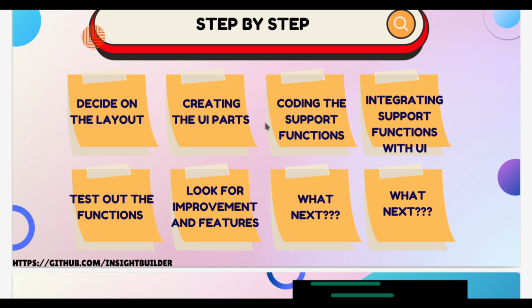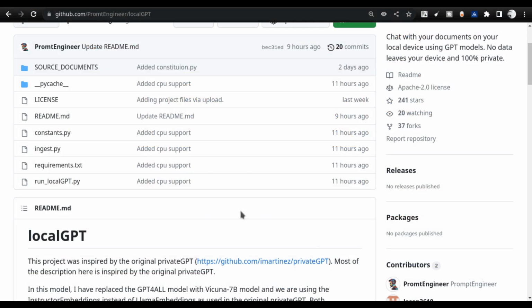Creating the UI parts with PySimpleGUI is very straightforward. Actually, it's a matter of typing some commands or some code or primitives, and the UI parts get created. The coding of support functions in this case, just a minute. Let me go to the browser right now.